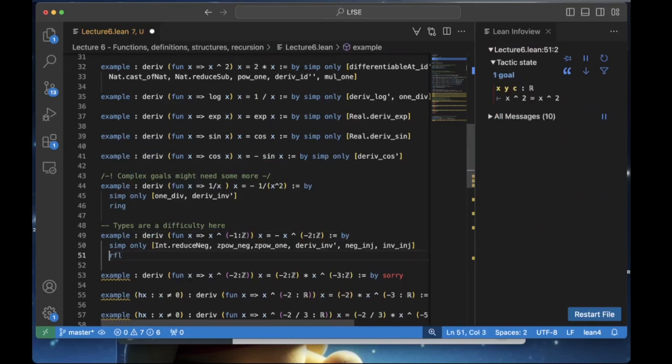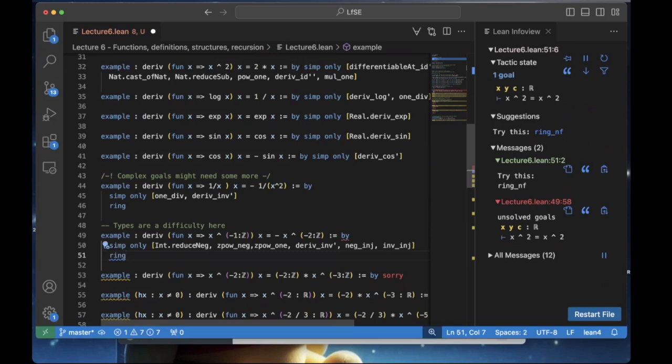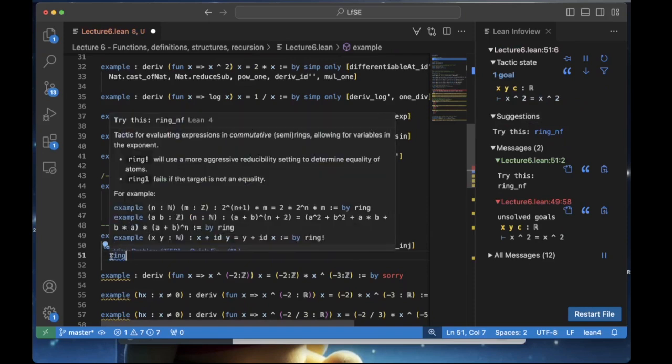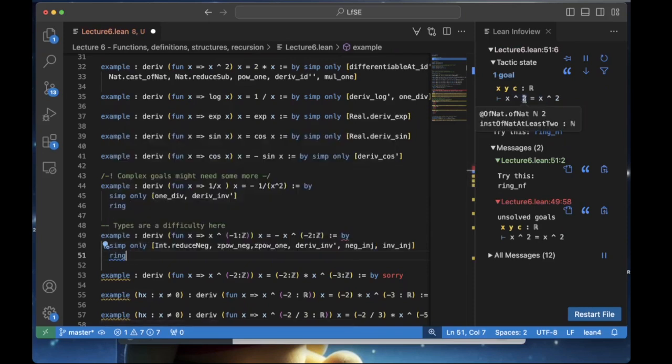Reflexivity would be the preferred tactic, I think, here, because this is simpler than ring, and more fundamental. But ring solves it too. Oh, does it? It does not. The reason it didn't close automatically, by the way, and actually ring can't solve this. Ring doesn't make progress on this. Look at this.